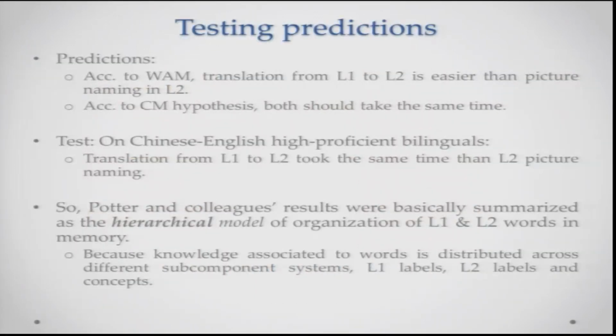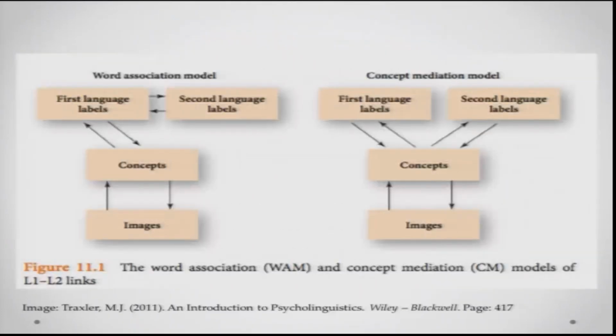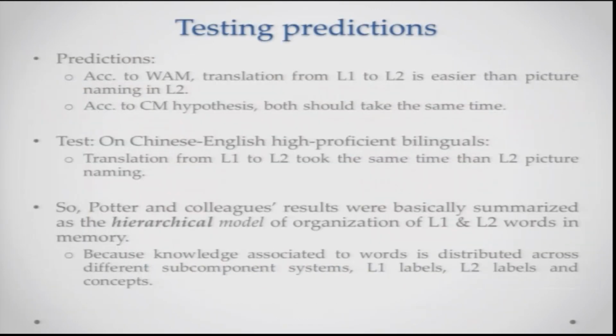Now, obviously, one would like to test these predictions. So these predictions were tested, and the hypothesis was that according to the word association model, translation from L1 to L2 should be easier than picture naming in L2. If you have to translate from L1 to L2, you do not really need to go from the concept, you can directly go to the L2. Either way, if you have to come from L2 to L1, again you do not really need to go through the conceptual model, you go from the first language label.